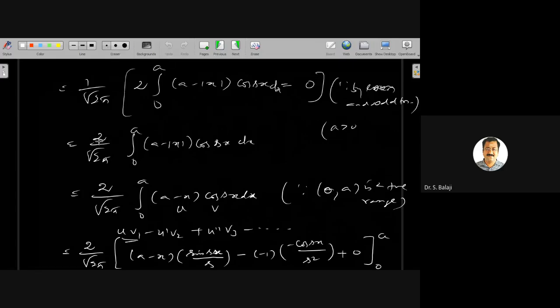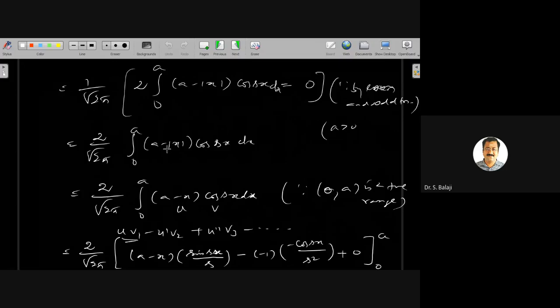Or you can write it as 2 by root of 2 pi, or otherwise root of 2 pi pi. In any manner you can write the integral from 0 to a of (a minus mod x) cos sx dx. Now from 0 to a, you have to integrate the product of two functions.